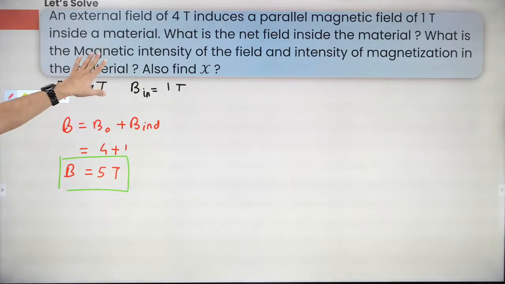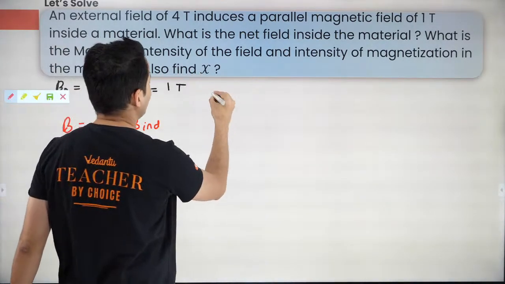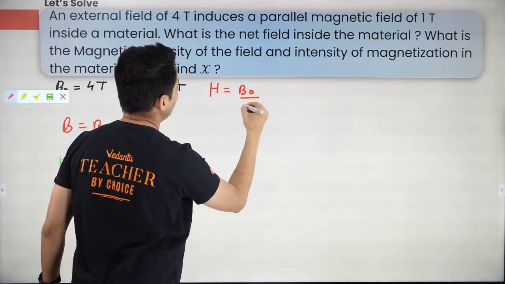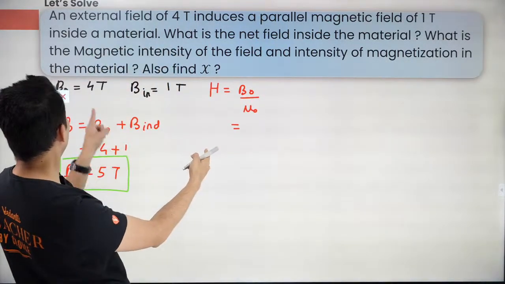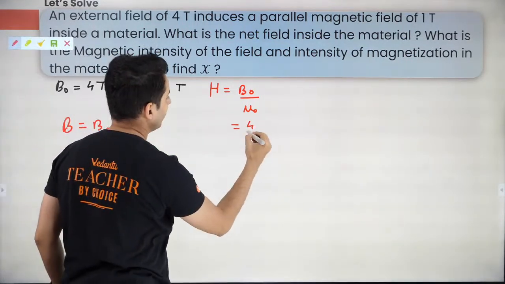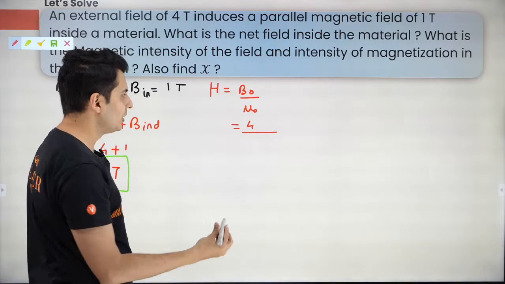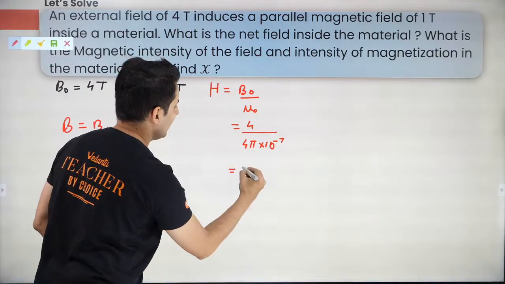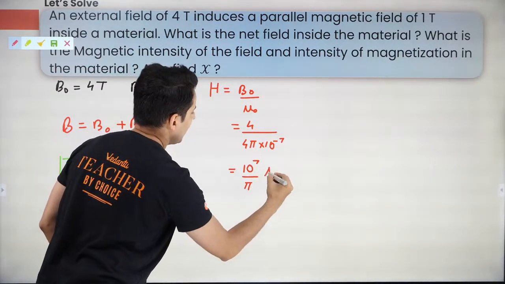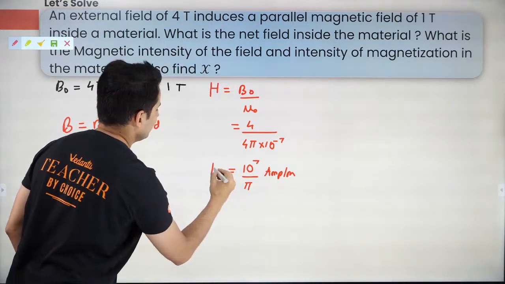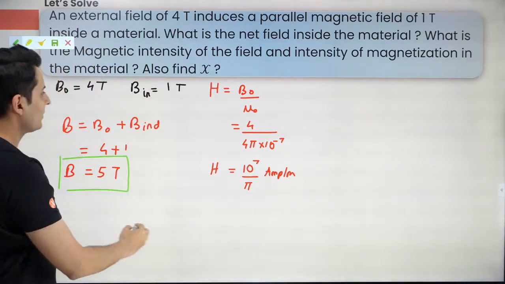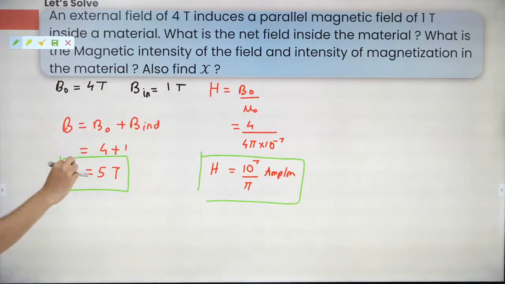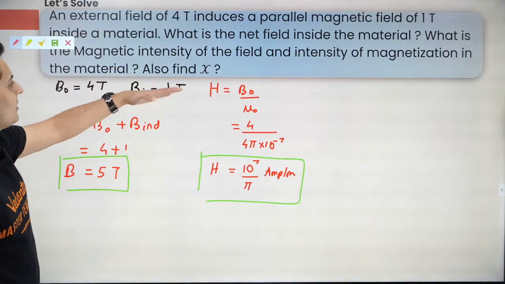Acha. Then what is the net field is done? What is the magnetic intensity? So find out the magnetic intensity. Okay, so what do we do? Acha, H is nothing but B0 by mu naught, guys. Is B0 known to us? Yes, B0 is 4. So 4 divided by, what is the value of mu naught? I just told you. It is nothing but 4 pi into 10 to the power minus 7. So 4 goes and you will have 10 to the power 7 divided by pi ampere per meter. That's the value of H. Very easy, guys. I hope you are understanding that these problems are not difficult when you know the formulas. So H is also done.